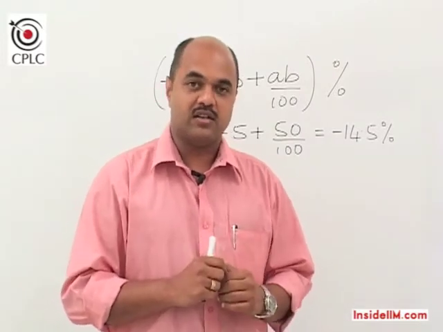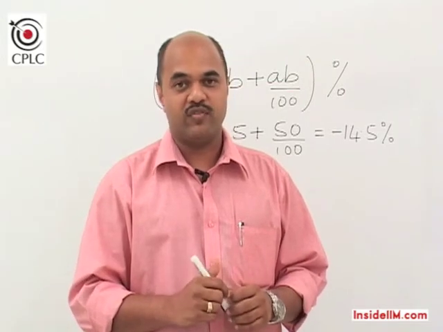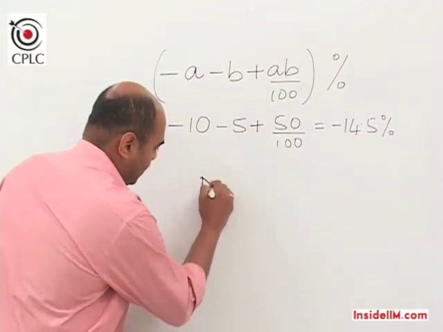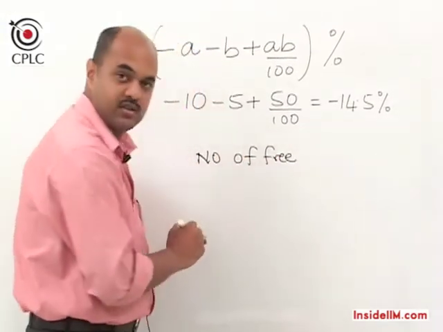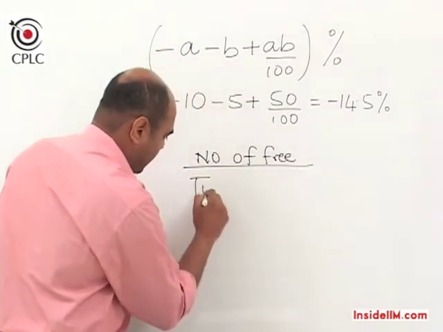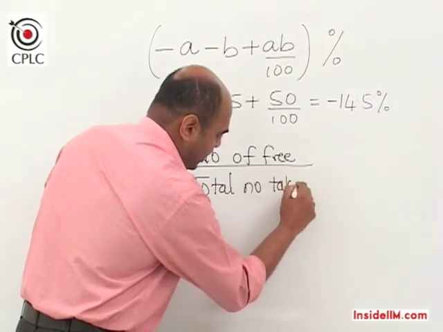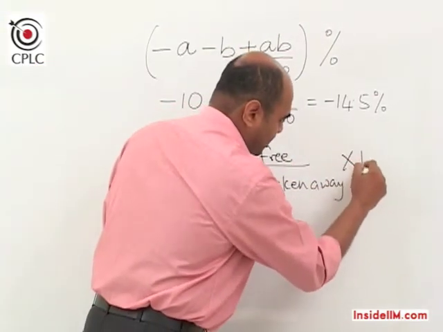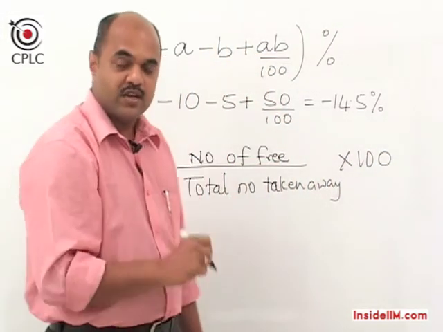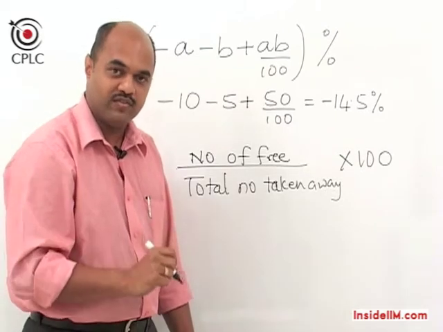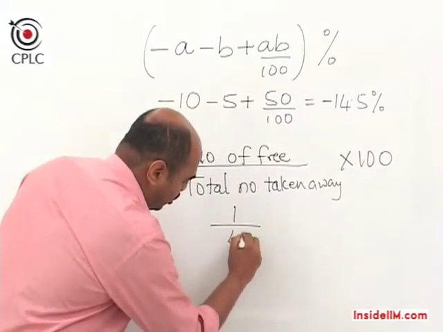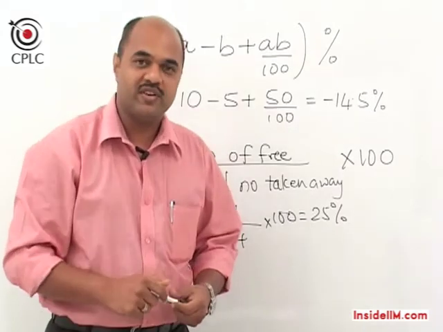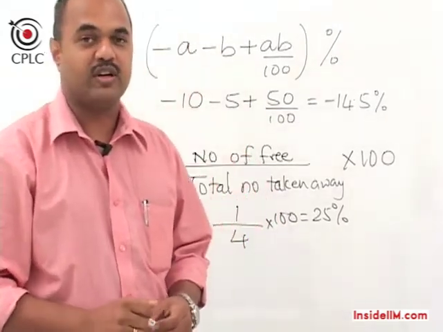Now out of these 4 articles, I have got 1 free. And hence if I want to find the percentage discount in this case of freebies, the percentage discount would be number of free articles, which in this case is 1, divided by the total number taken away, which in this example was 4. And obviously this needs to be multiplied by 100 to convert it into percentage. So the example that we've looked at, buy 3 get 1 free, would mean 1 free on 4 taken away, and hence the discount would be 25%. So these are two very, very common applications of this topic of profit and loss and discount.